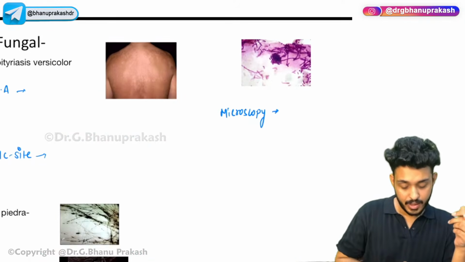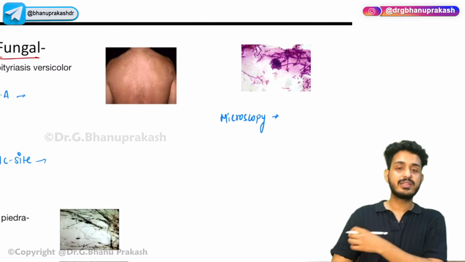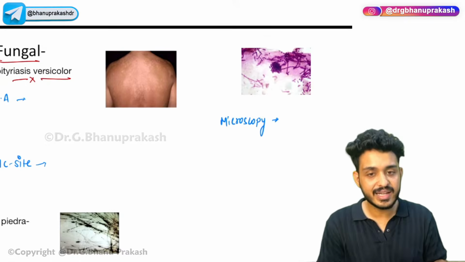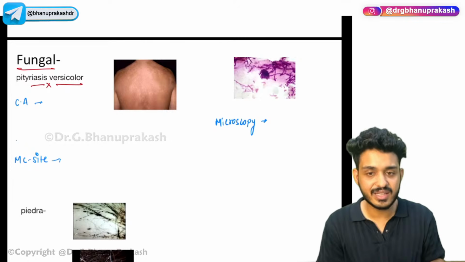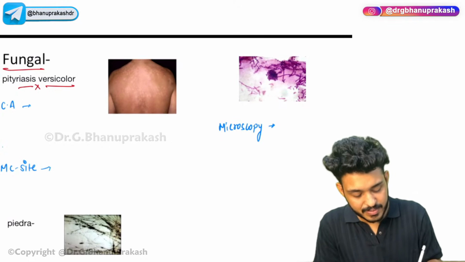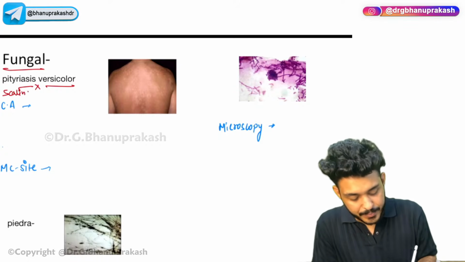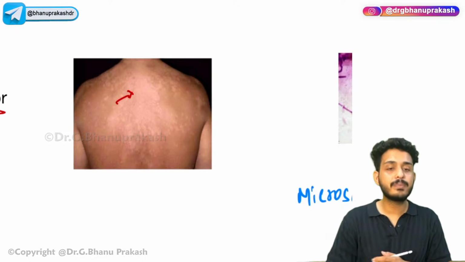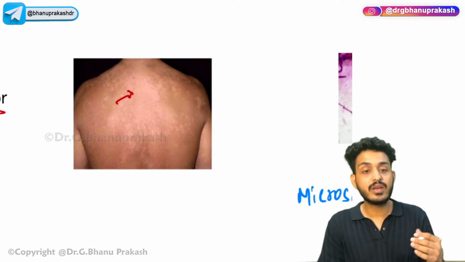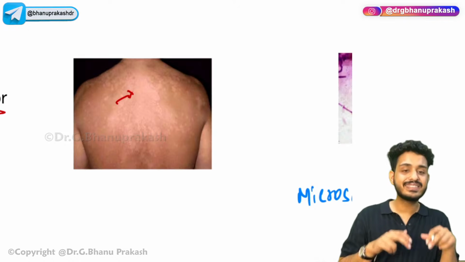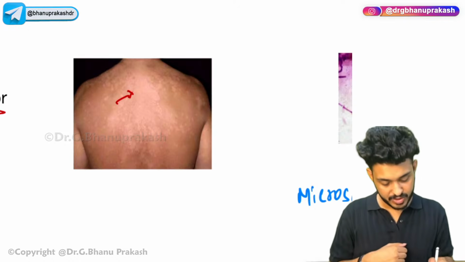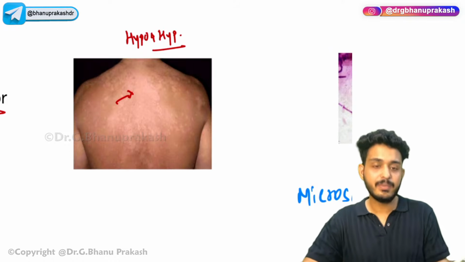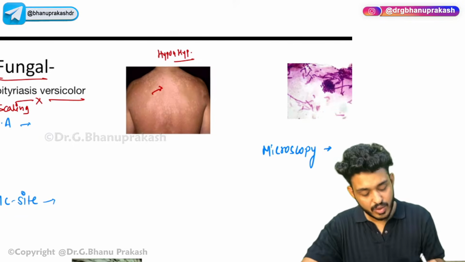Now we will be discussing the fungal infections. First one is pityriasis versicolor. Pityriasis, you already understood, means scaling. Versicolor means you will be finding hypo and hyperpigmented patches on the skin, on the back side of the trunk. Now they will ask you about the causative agent.